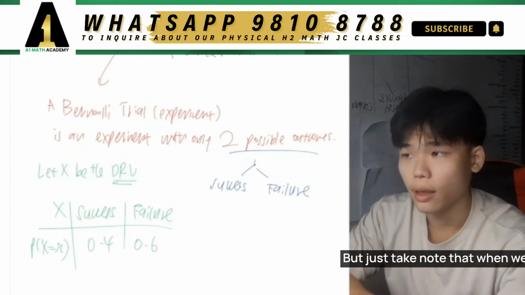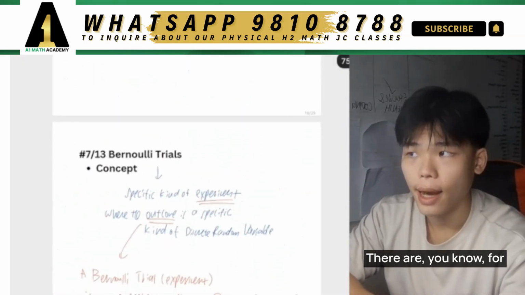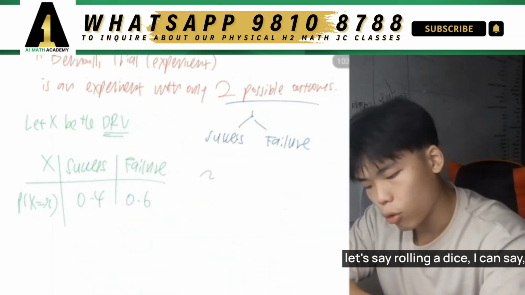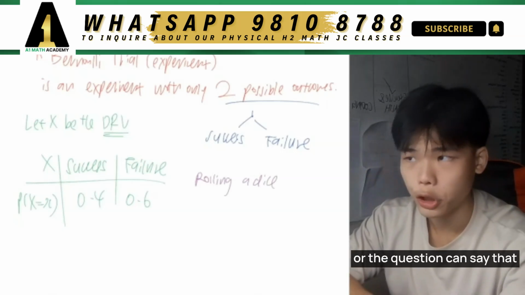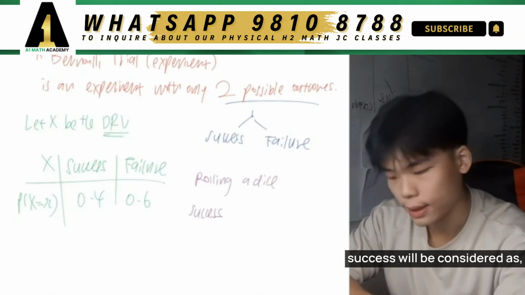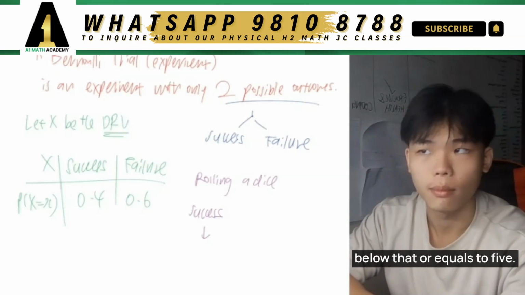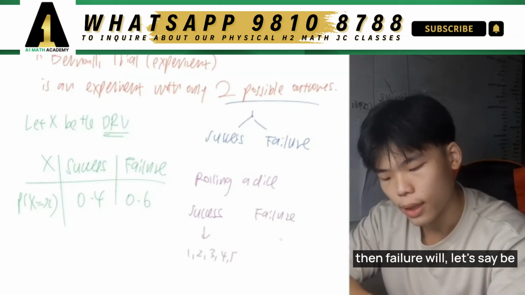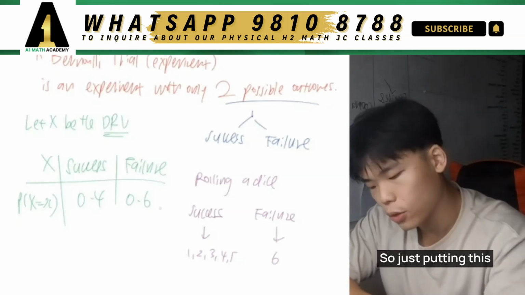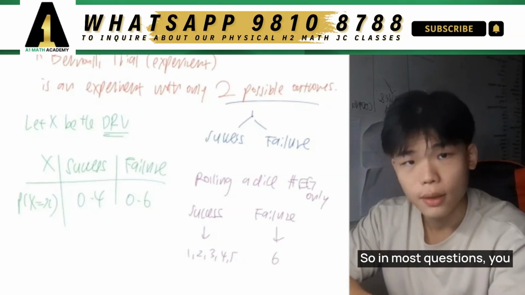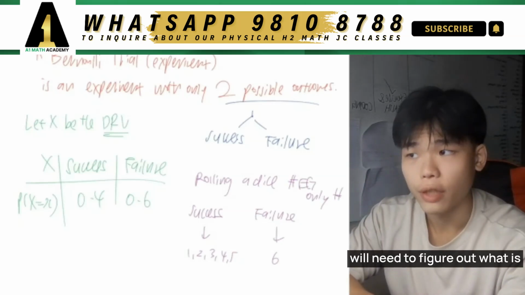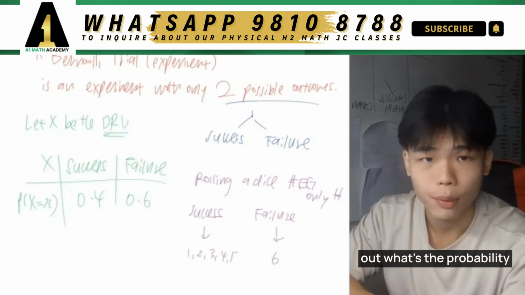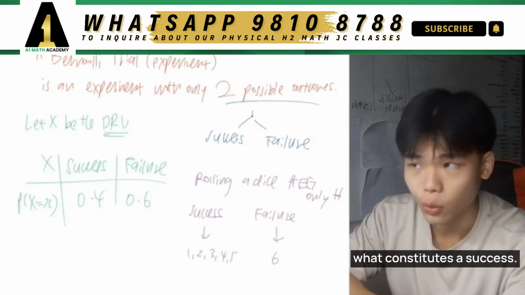But just take note that when we say success or failure, for example, in the context of rolling a dice, the question can say that success would be considered as you get any number less than or equal to 5. So let's say 1, 2, 3, 4, 5. And then failure will be anything above 5, which is 6. So just putting this as an example only. In most questions, you will need to figure out what is the success condition, or what constitutes a success.